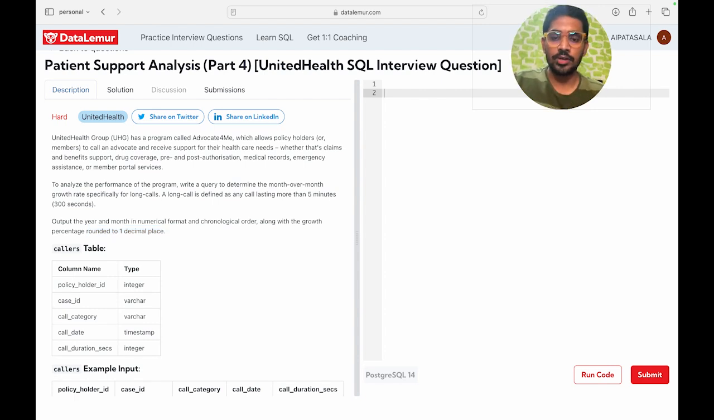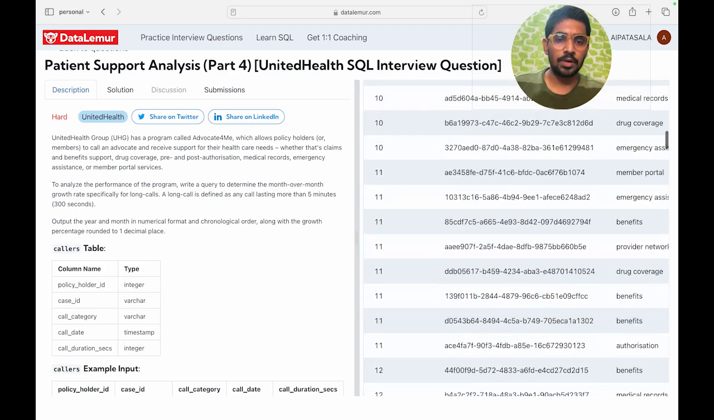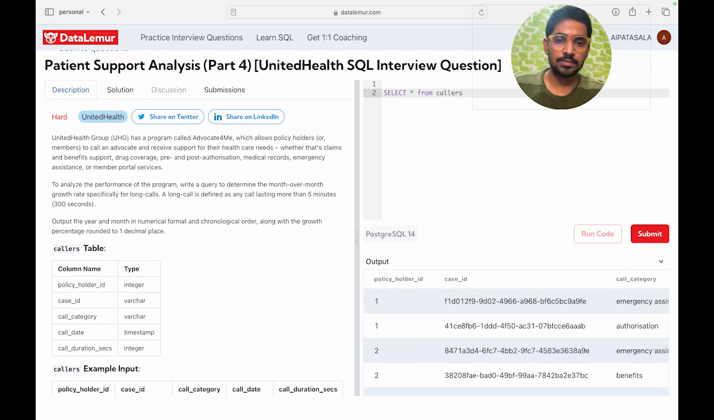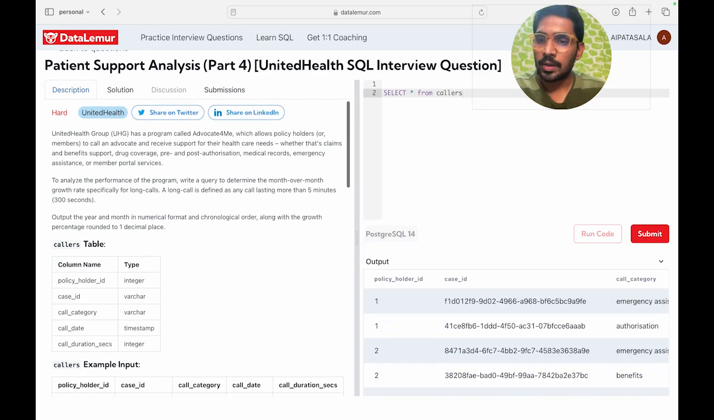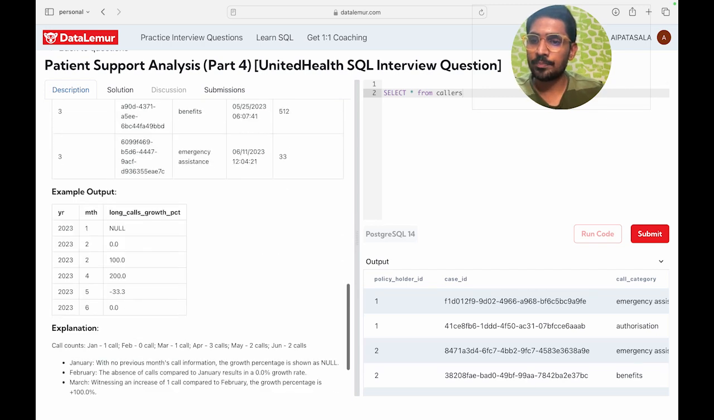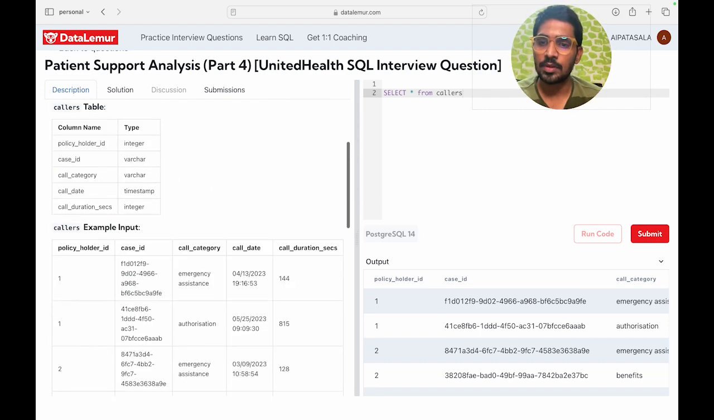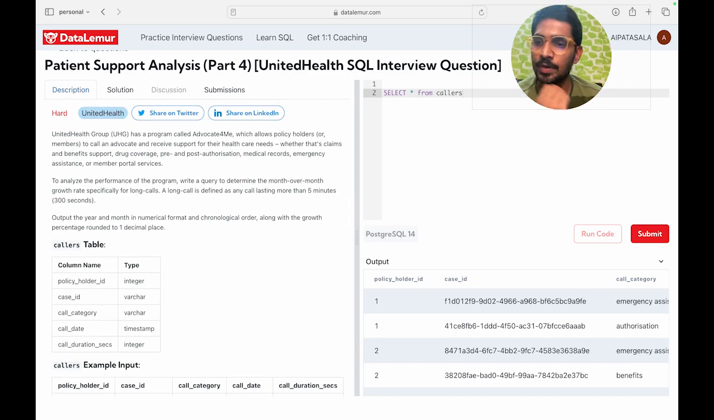So we'll look into the data first. Callers table. All right, we have huge data, and then callers, duration seconds. Okay, how should the output be? 2023 first month, what is the growth rate? First month, second month, third month. Okay, we need the year, the month, and then the growth rate, right?